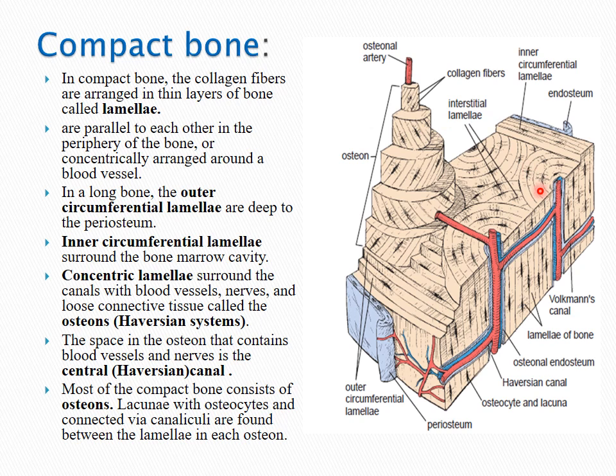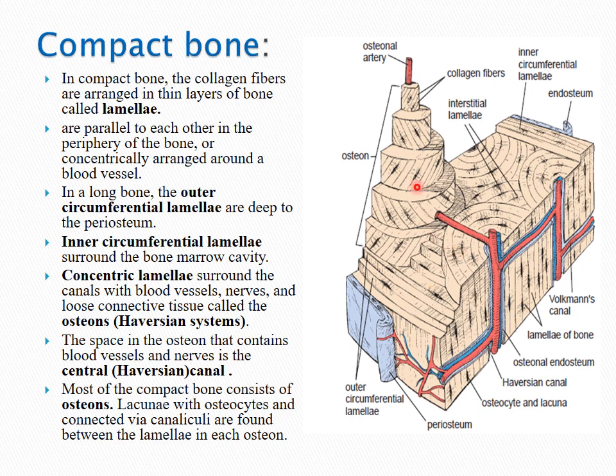This is the diagram showing you the structure of the compact bone, or the dense bone, or the lamellar bone. Why is it called a lamellar bone? Because it consists of collagen fibers which are arranged in layers of bone, called the lamellae. In the outer part, below the periosteum, these lamellae are parallel to each other and are called the outer circumferential lamellae. Similarly, close to the endosteum, they are also parallel to each other, which is called the inner circumferential lamellae.